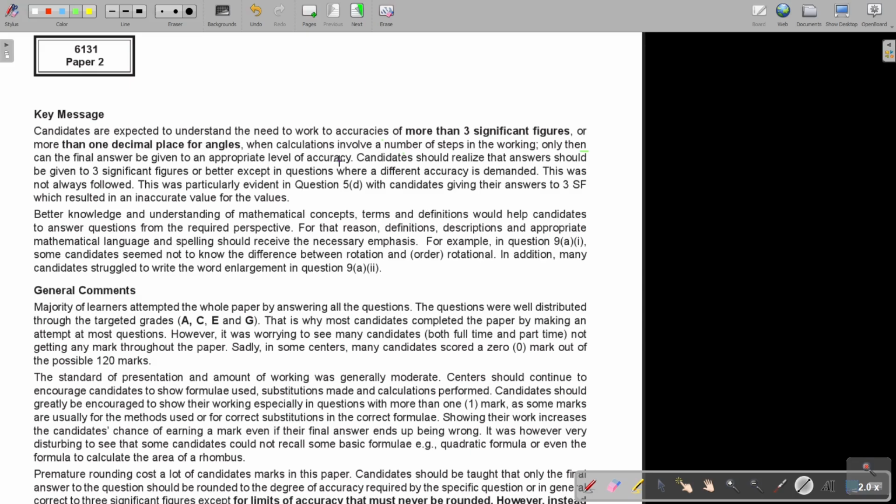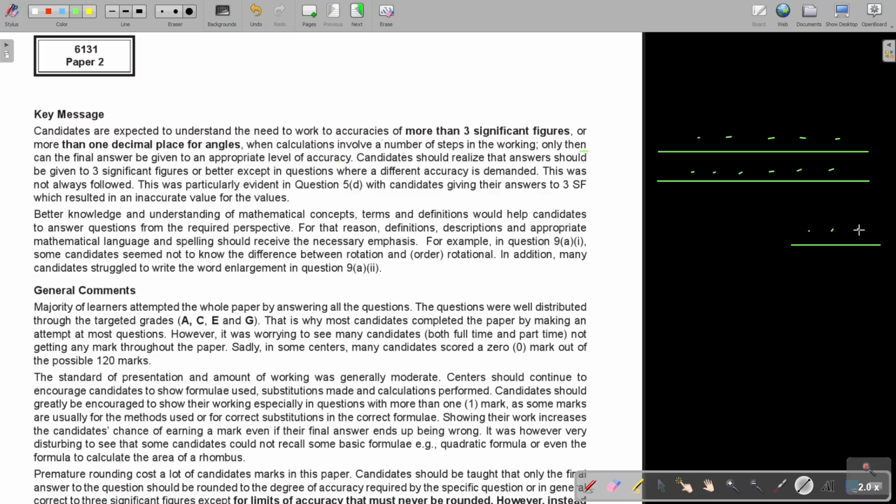What does that mean? It's saying to you that you must always first write the full calculator display. If they say 2 steps, write down the full calculator display and work with that. And only the final answer you can approximate to 3 significant figures. Otherwise, your answer will be incorrect or the accuracy will not be correct. Candidates should realize that the answers should be given to 3 significant figures or better, except in questions where a different accuracy is demanded. So when they ask you in the question, say to 2 decimal places, then you must do 2 decimal places. Otherwise, you will lose a mark.